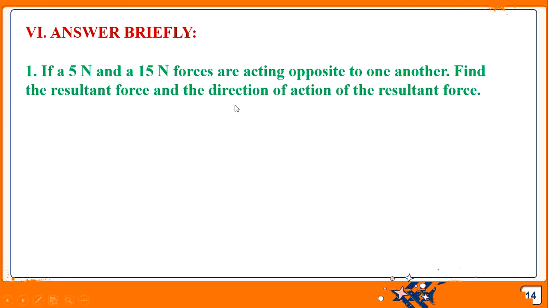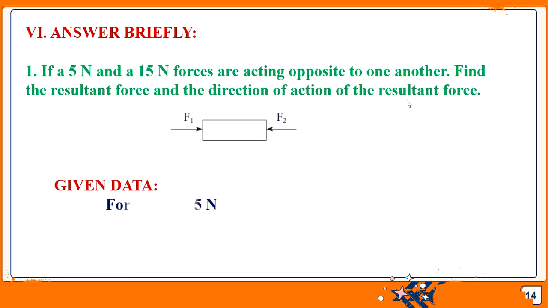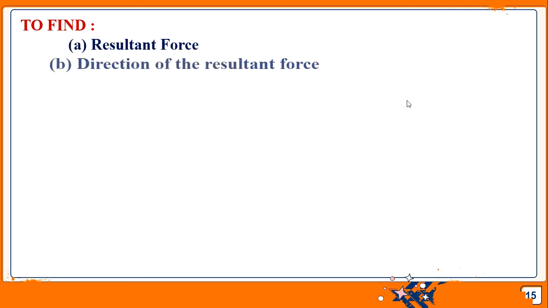Sixth question, answer briefly. If a 5 Newton and a 15 Newton force are acting opposite to one another. See this diagram. Here F1 and F2 are the two forces acting in opposite direction. We have to find out the resultant force and also the direction of action of the resultant. So force F1 is equal to 5 Newton and force F2 is equal to 15 Newton. So we have to find out the resultant force and the direction of the resultant force.